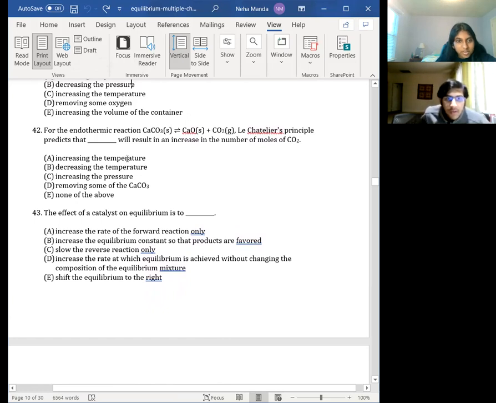Endothermic. So what will result in it's probably gonna be one of the temperature ones then. Yeah. More CO2 means to the right. Oh wait, but look at this. It's a solid. We don't want to be fooled by them again. Right. I don't think that matters. Yeah, in this case, it doesn't matter. So it would be A, I think. Yes, increasing temperature would push it to the right. Okay. Yep.